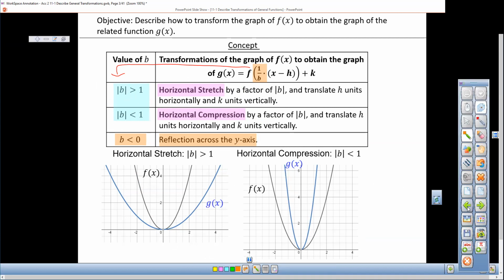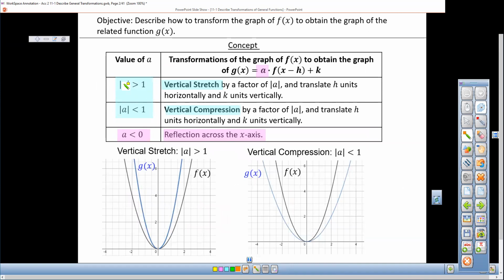So going back to this, remember, if our absolute value of A is greater than 1, we have a stretch, but the type of stretch is vertical with A.